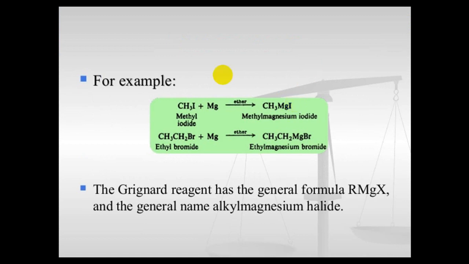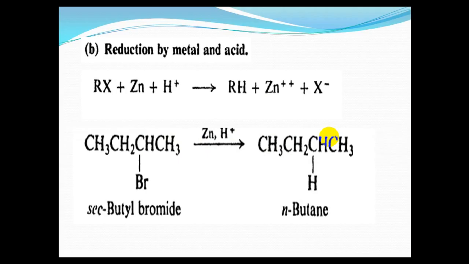For example, as we said, methyl iodide with magnesium, dry ether, gives Grignard reagent. Second example, bromoethane with magnesium and dry ether in order to produce Grignard reagent.